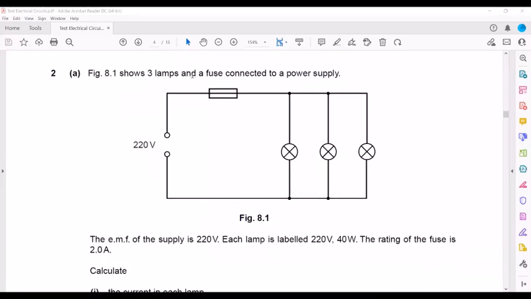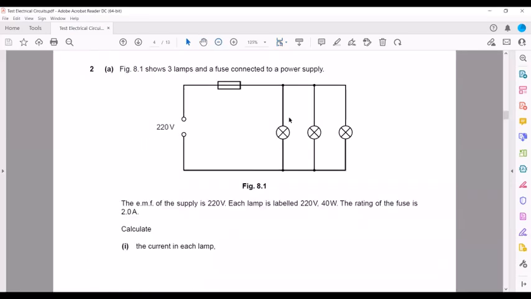The second question, figure 8.1 shows 3 lamps and a fuse. The fuse is there to protect these lamps. The EMF of the supply, the voltage of the supply, is 220, and each lamp is labeled 220 and 40 watt. The power of each lamp is 40. Because they are all in parallel, they will receive the same voltage, 220 each.